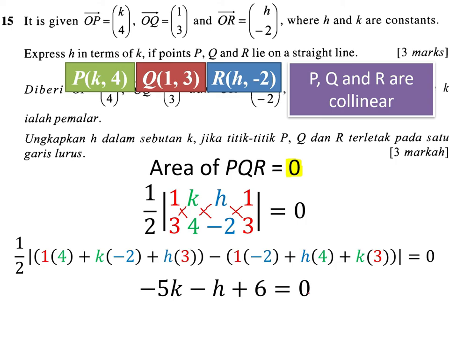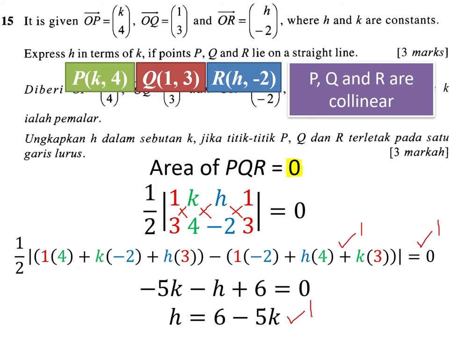Okay? So with that, we just move the h to the other side. You will get the same answer also, which is h equals 6 minus 5k. So 1 mark will be given once you substitute the points inside the Shoelace formula. 1 mark will be given once you let it equal to 0. This means that you understand the concept of the straight line here, collinear. 1 mark will be given for the final answer.